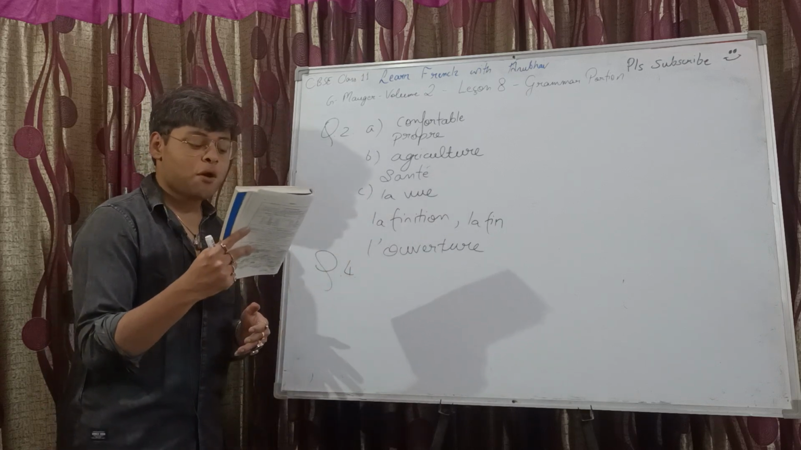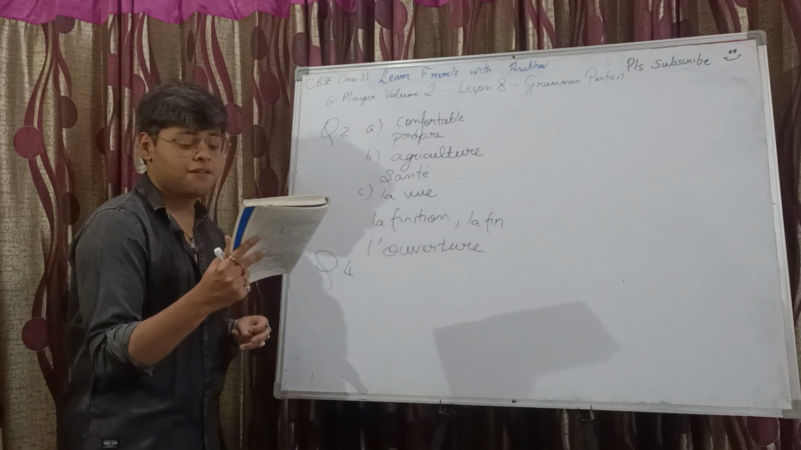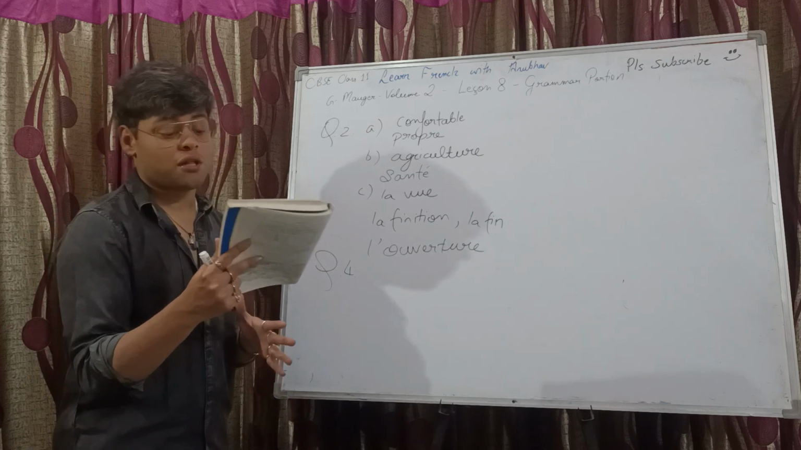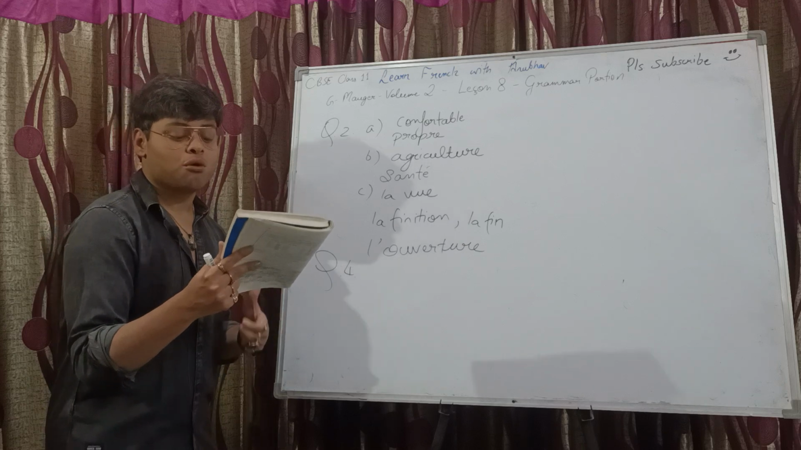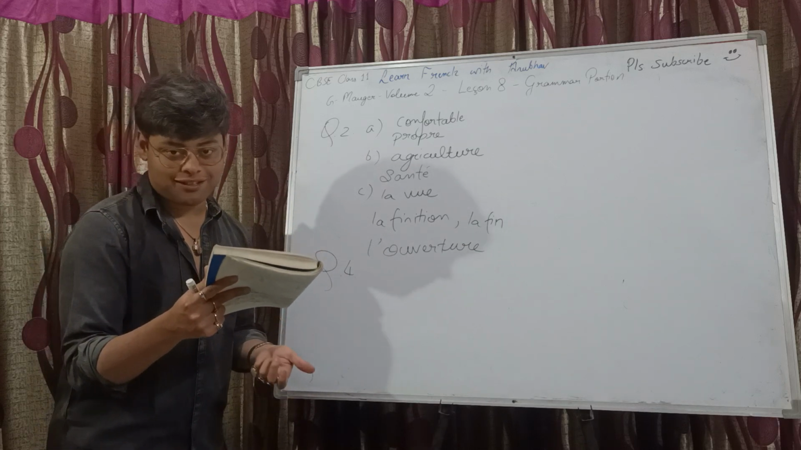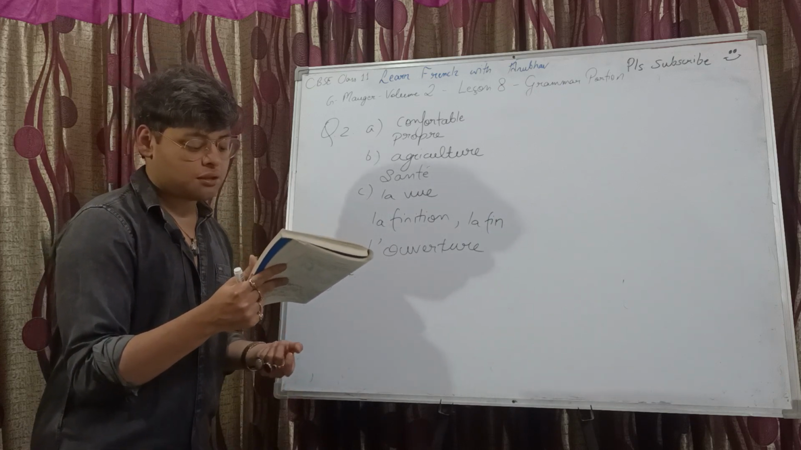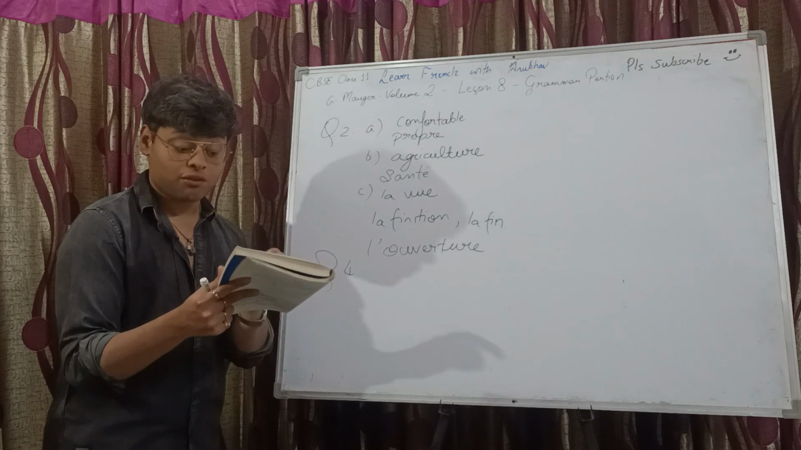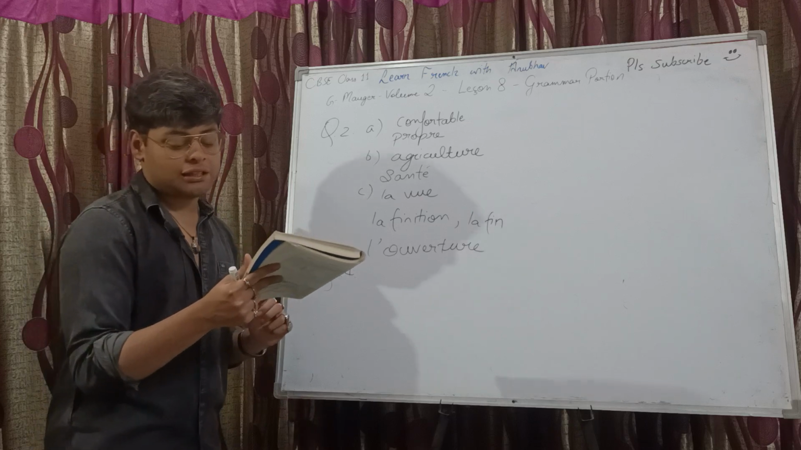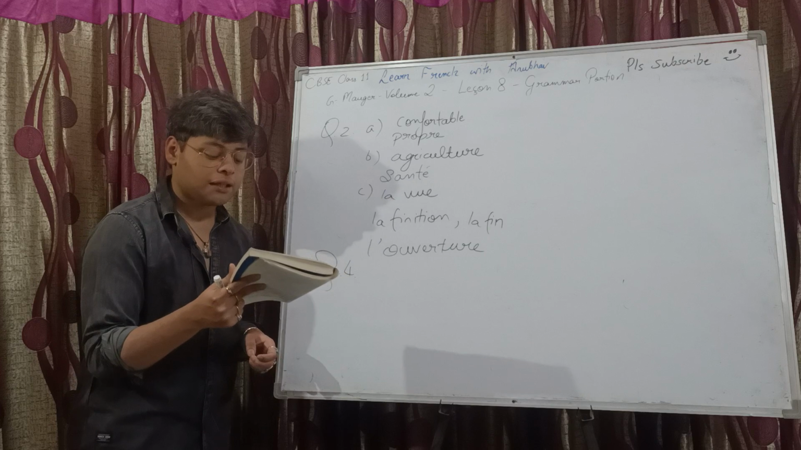So question number 4: complétez les phrases suivantes en mettant au présent du subjonctif les infinitifs entre parenthèses. In this question you have a lot of sentences, and the subject is also mentioned, so you need to conjugate the verb in subjonctif présent, subjunctive present, and you just need to do that only. Conjugate the verbs within the brackets corresponding to all the subject pronouns or the subjects.